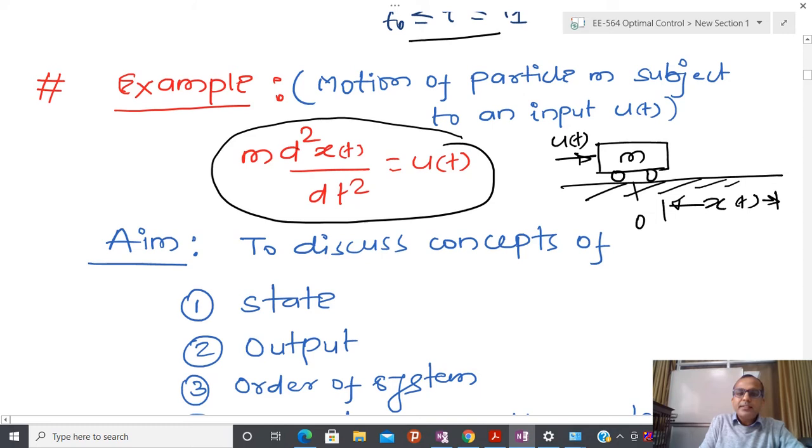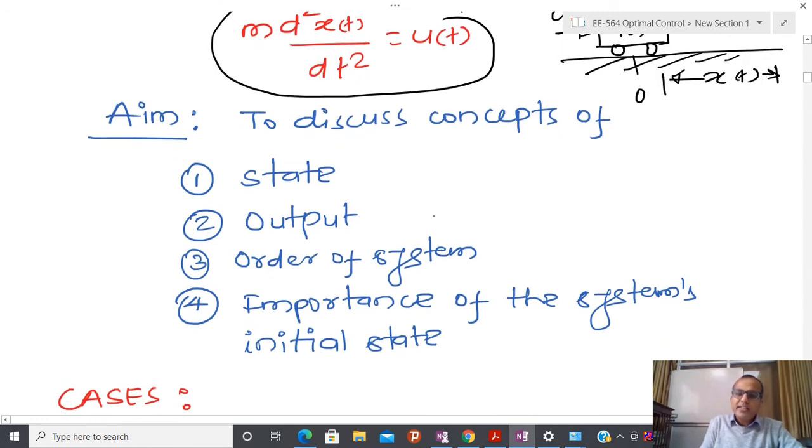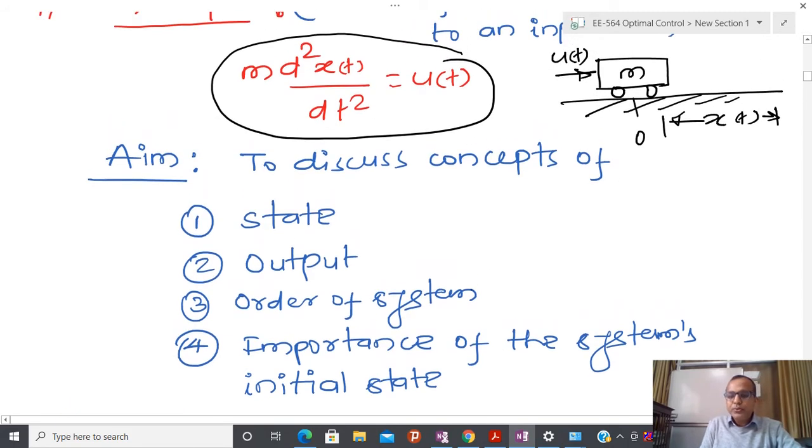So m, and this is acceleration, d²x(t)/dt² equal to u(t). I am assuming here that whatever mass, that is a point mass, whatever this displacement, that is two times differentiable. Now with the help of this particular mathematical model I am going to understand the concepts of a state, what is output, what is order of system, what is the importance of the system's initial state, because if you are not able to see carefully these kinds of things, then you are always facing difficulties.